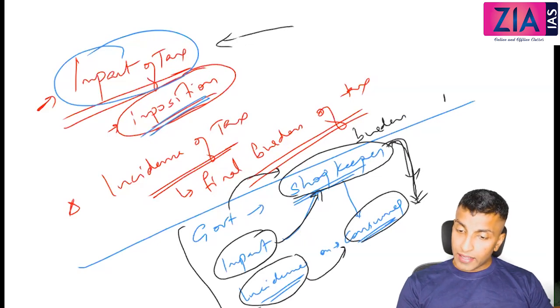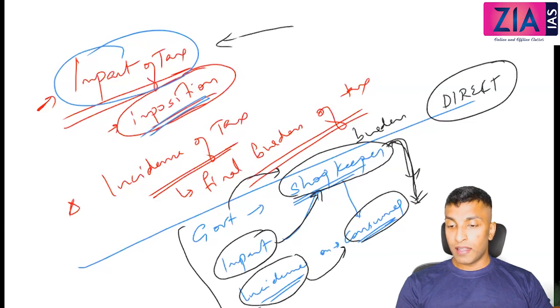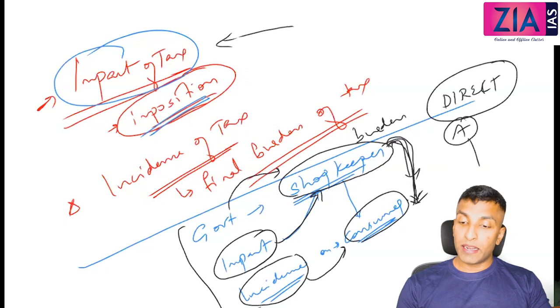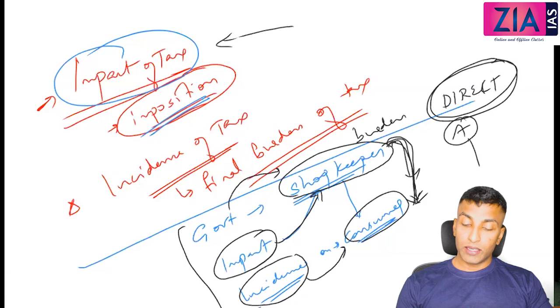Now, will it happen in the direct tax? Direct tax means what? In income tax, etc. If I need to pay the income tax, can I pass it on to you? Is it possible? No. So in case of indirect tax, this tax burden can be transferred. But in case of direct tax, the tax burden cannot be transferred. I have to pay the tax. I cannot pass it on to you.